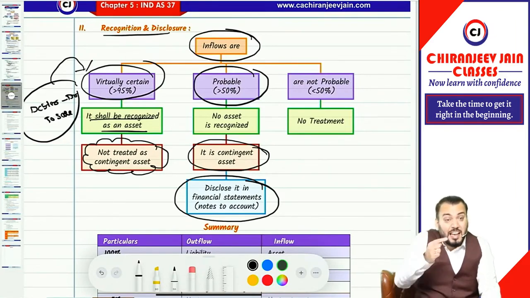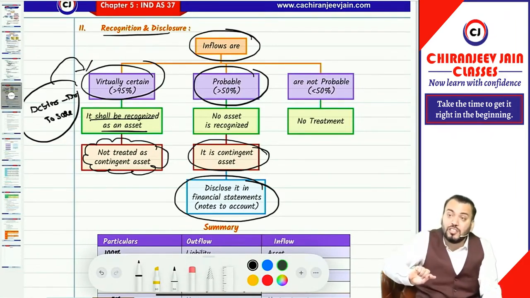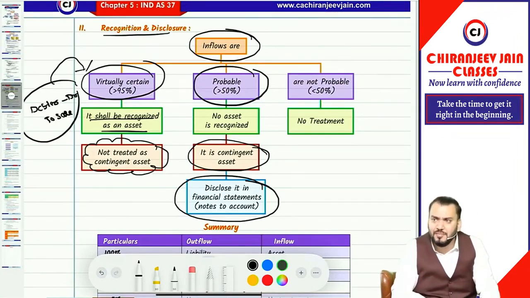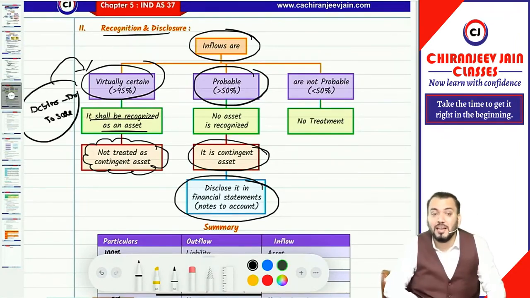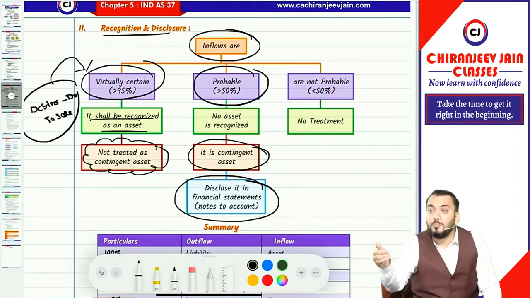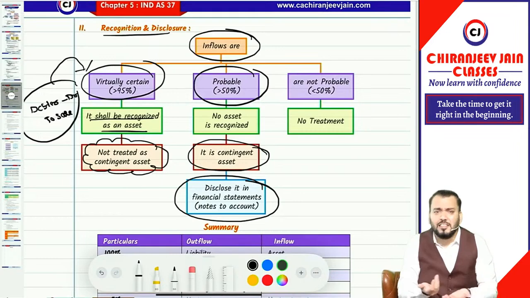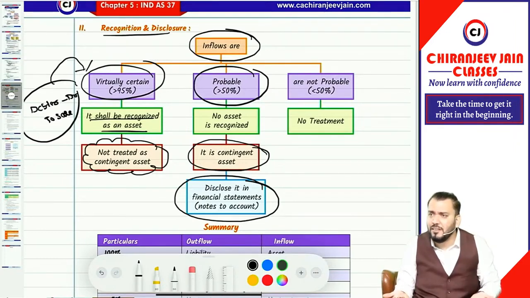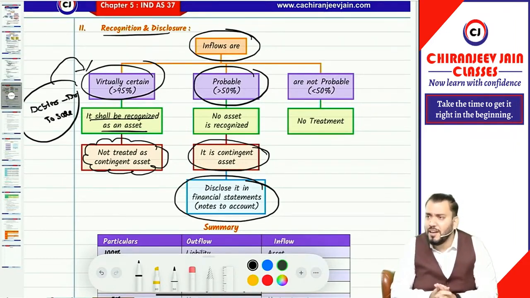However, AS 29 used to say a contingent asset will be disclosed in the director's report, if you remember. As per AS 29, the contingent asset is disclosed in the report of the approving authority, the director's report. Can you call that nonsense? What is this? Director's report is not a part of the financial statements.